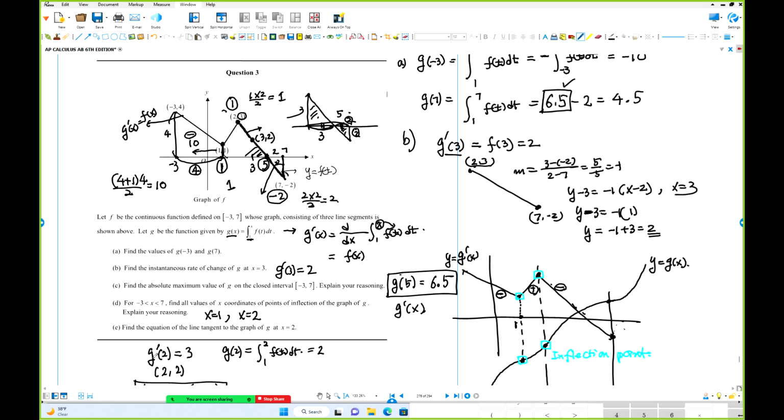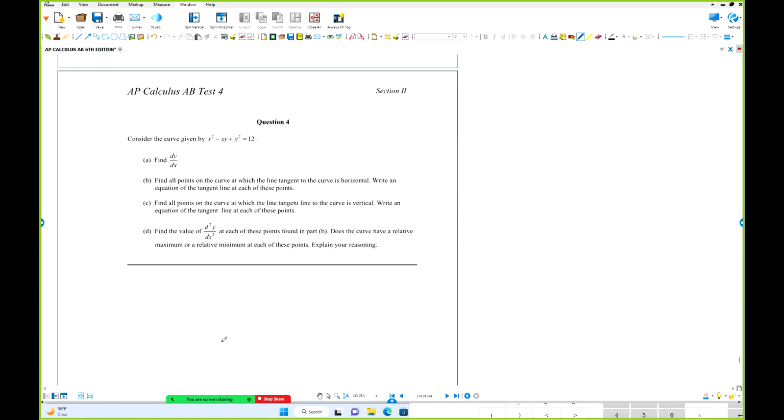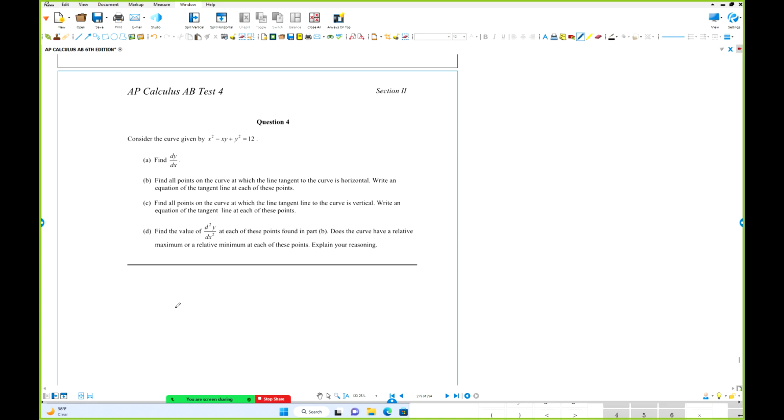Okay, that's question number 3. Okay, question number 4 there. Consider the curve given by x squared minus xy plus y squared equals 12. Now let's find the derivative dy/dx, because x and y are mixed up on the left-hand side. So we're going to use implicit differentiation.